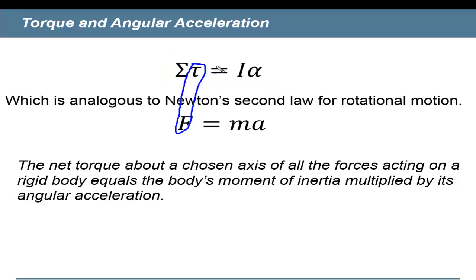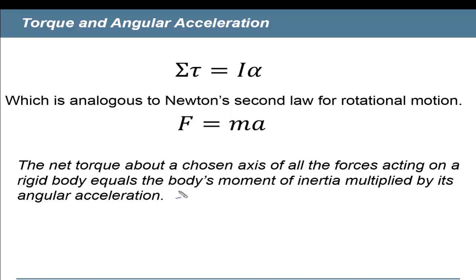They're sort of linear. We're making all these analogies to linear motion in chapters 9 and 10. And torque lines up with force. We already know that mass is analogous to moment of inertia, and linear acceleration is analogous to angular acceleration. So we have essentially the same equation here.